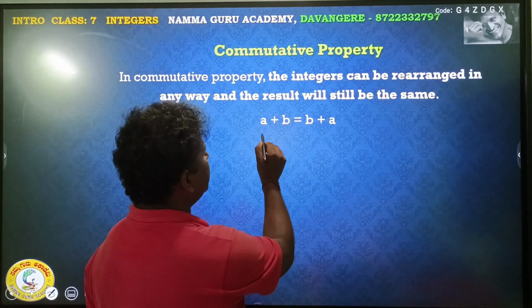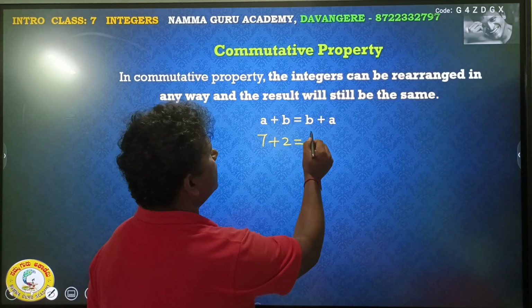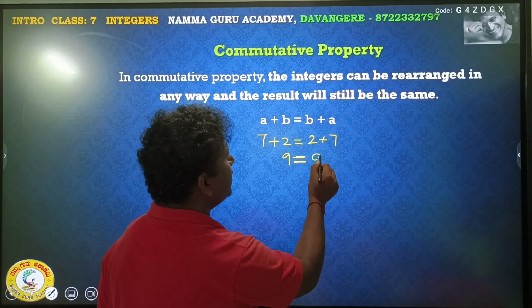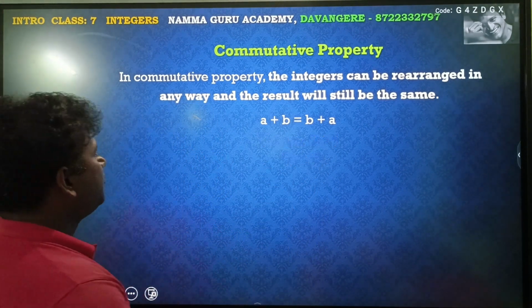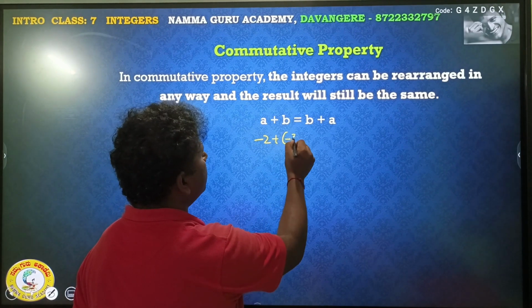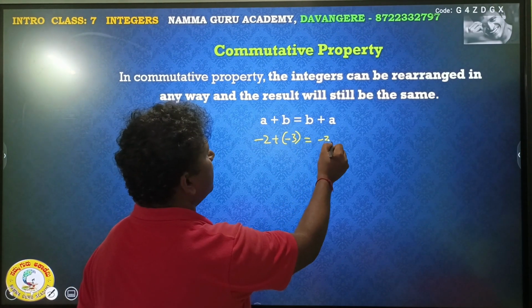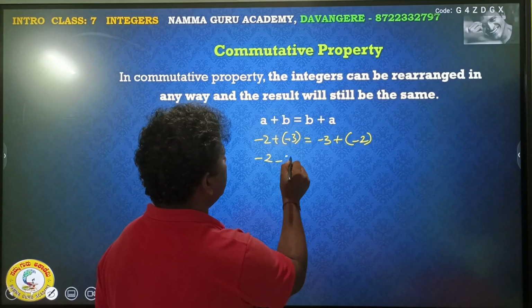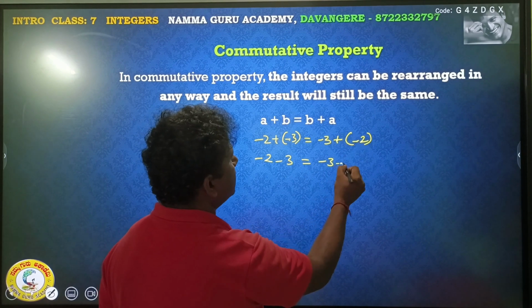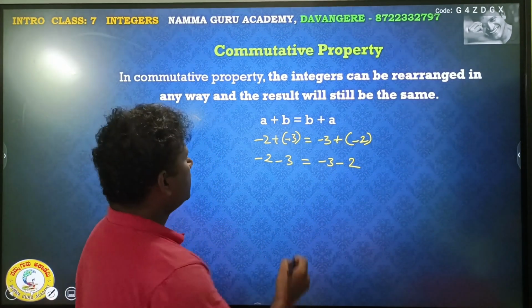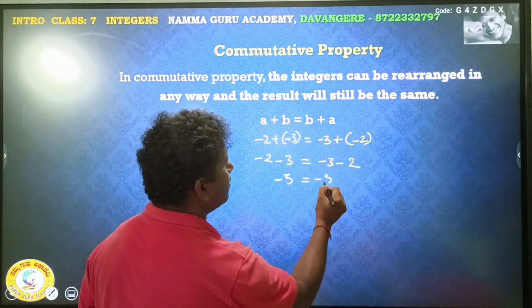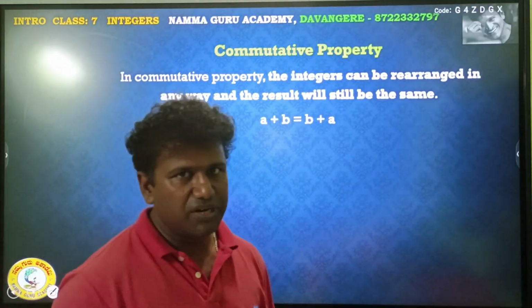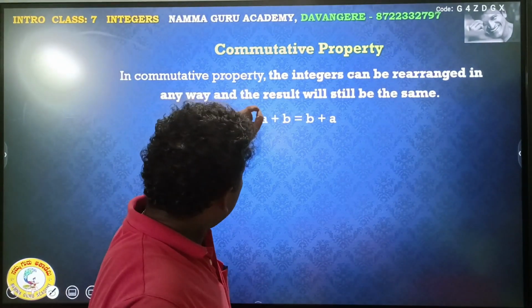If you add two integers, that means 7 plus 2, and then 2 plus 7. 7 plus 2 is 9, and 2 plus 7 is also 9. If you take minus 2 and minus 3, minus 3 plus minus 2, and minus 2 plus minus 3. Again what happened? It became minus 5, minus 5. Both sides we got the same answer. Dear students, I think you have understood commutative property.